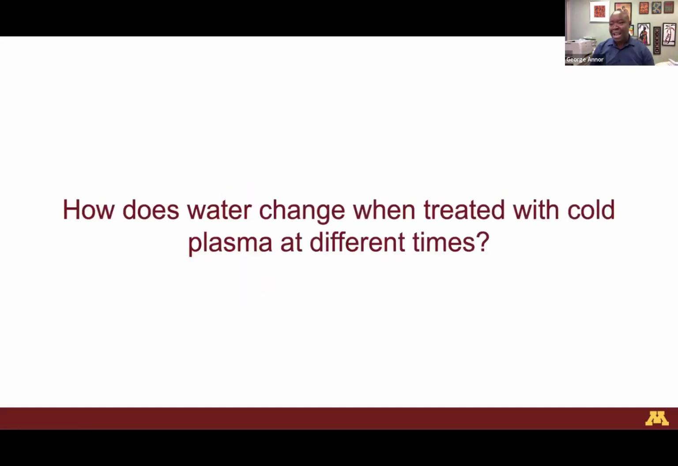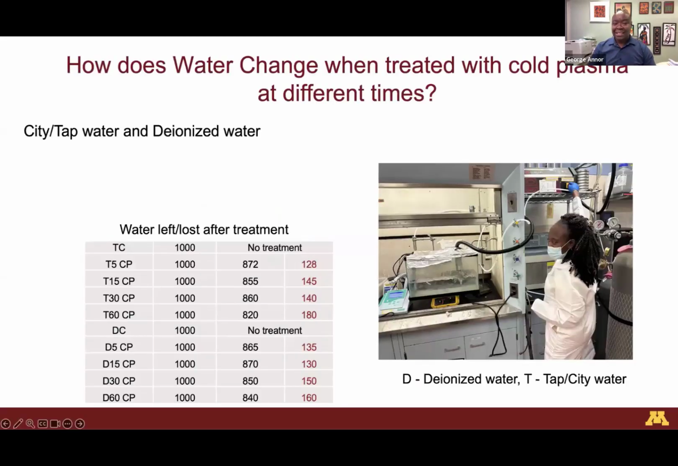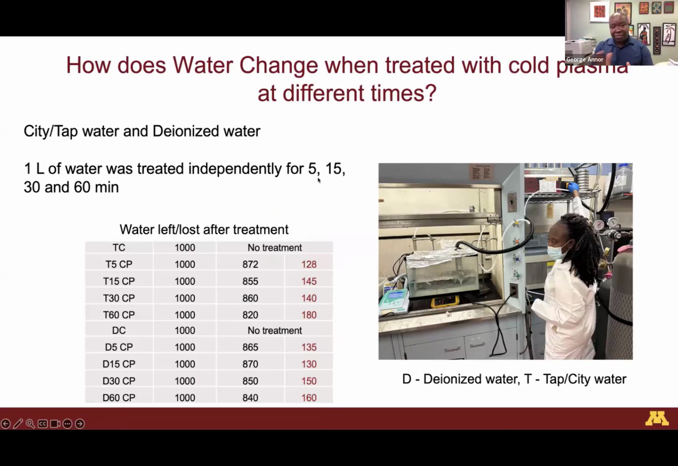So the first question we had was, how does water change when you treat it with cold plasma at different times, and specifically with the systems that we have? So I have my trusty assay to do all this process. This is the setup we have. This is our unit, and then this is how we do our treatment. For this experiment, we took city water and deionized water because we wanted to see whether using either of them has some advantages or not. We treated 1 liter of each. We took samples and treated them for 5, 15, 30, and 60 minutes, and these were independently treated.